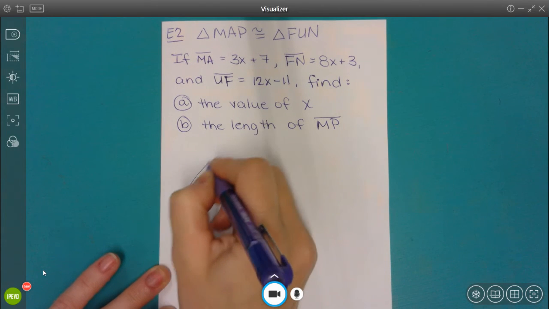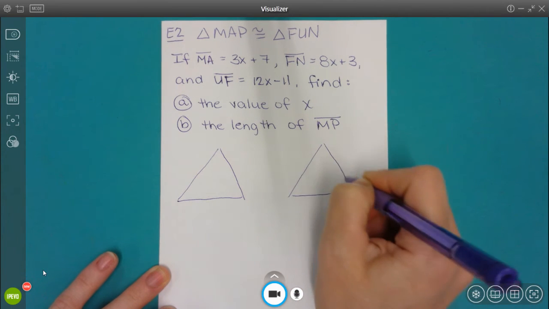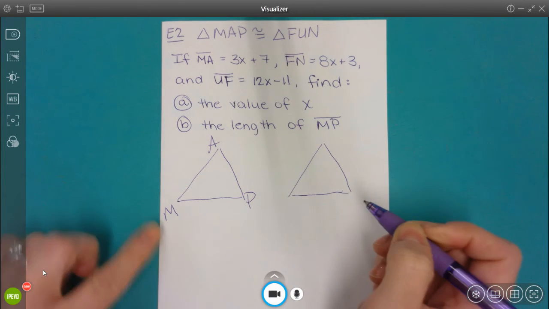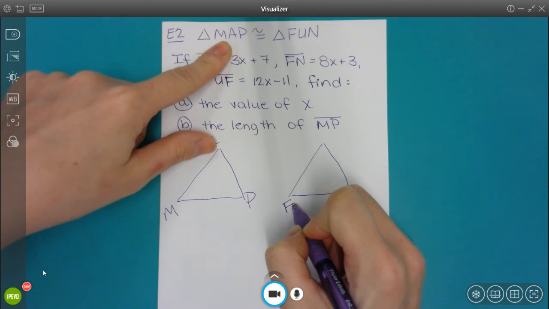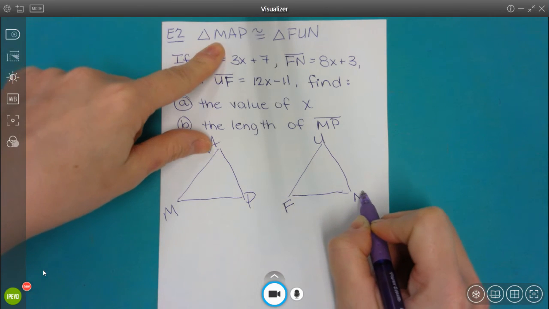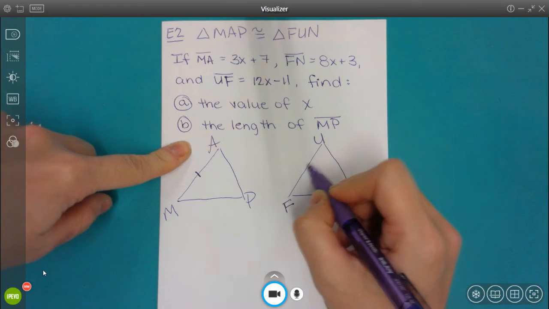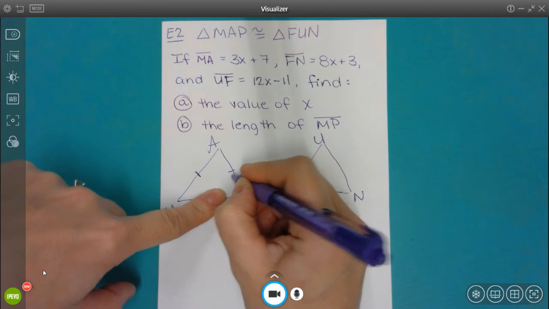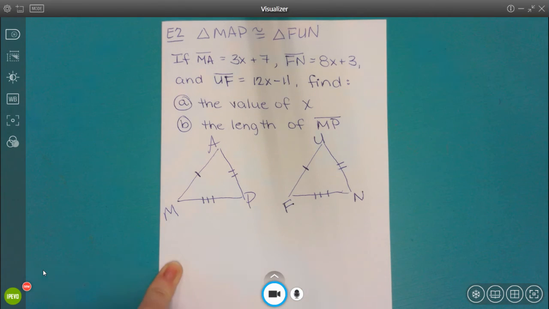So I'm going to draw myself a picture. So I have MAP. M and F match up because of my congruent triangle statement. A matches up with U, P matches up with N. So I know the side MA is congruent to this side here. These sides are going to be congruent, and those sides are going to be congruent.